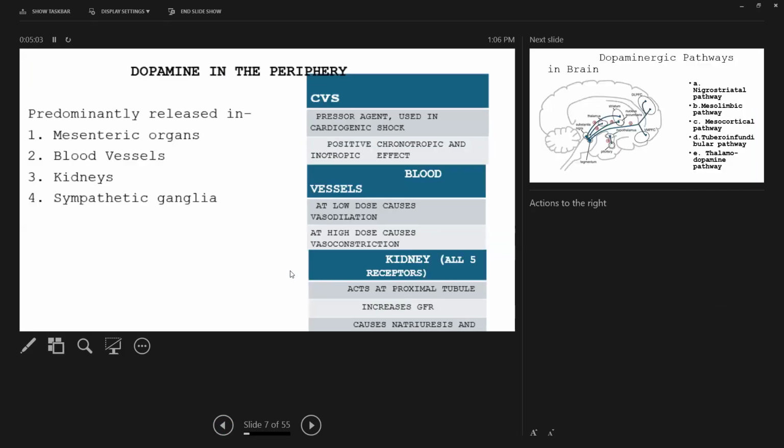And now dopamine also acts in the periphery. In the CVS, it acts as a pressor agent, which is used in cardiogenic shock. It has positive chronotropic and inotropic effects. And in the blood vessels, at low dose, it causes vasodilation, and at high dose, it causes vasoconstriction. And in the kidney, it acts at the proximal tubules, and it increases the GFR.